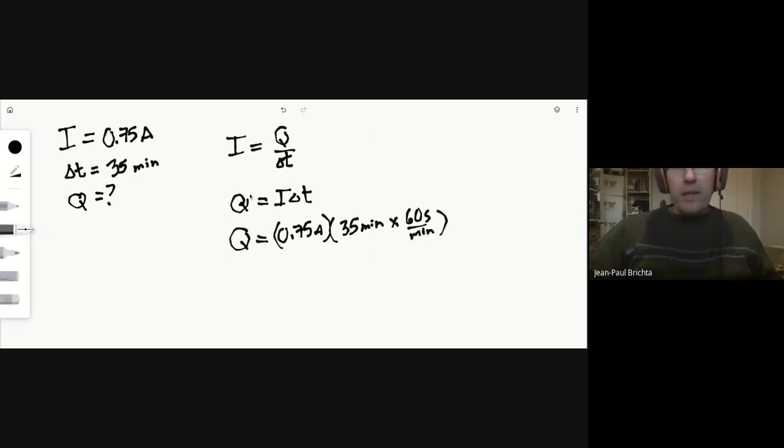And now I see that my units are going to divide out. Minutes will divide with minutes. And now the units that I have left are amps and seconds, and those two things, when they multiply together, give me the coulombs that I need. So the rest of this is just a matter of straight up plugging and chugging into my calculator. Just multiply 0.75 times 35 times 60, and you'll get your answer.